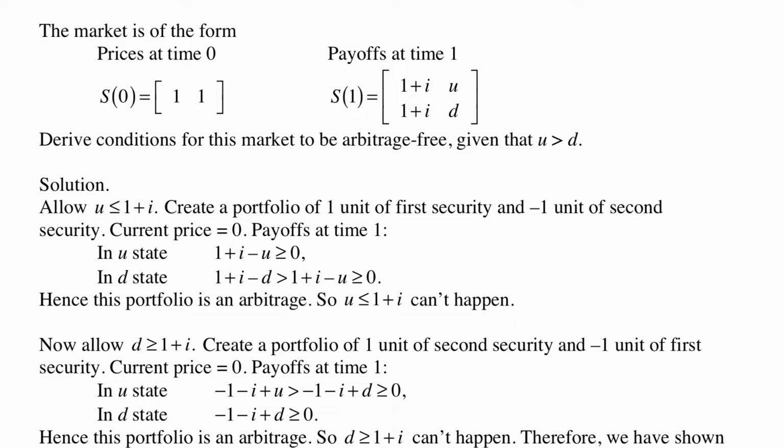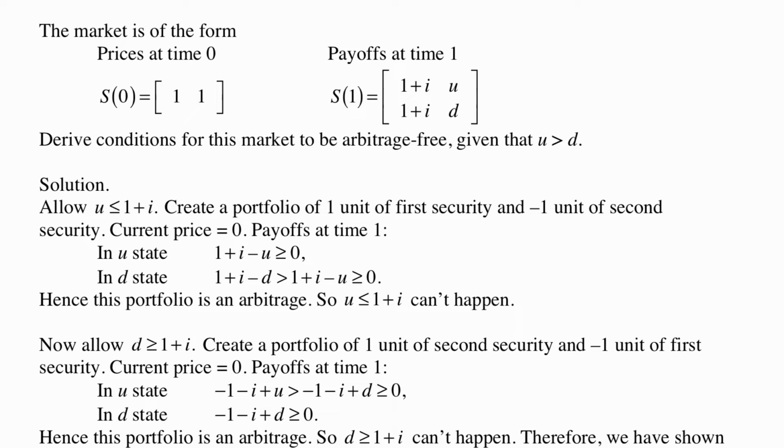So if we have S(0) = (1, 1), and payoffs at time 1 of (1 + I, 1 + I) and (U, D). In other words, the first security has a price of 1 at time 0, and so does the second. The first security is risk-free, and its payoffs at time 1 are 1 + I or 1 + I, but the second security is risky, and its payoffs at time 1 are either U or D, referring to up and down.